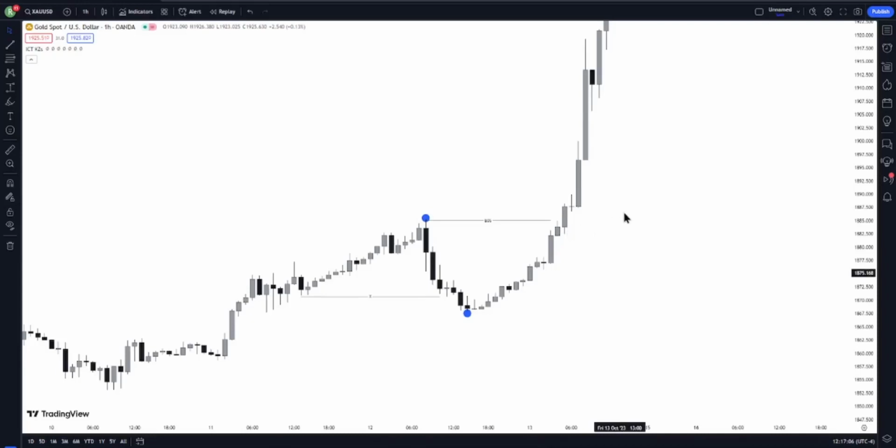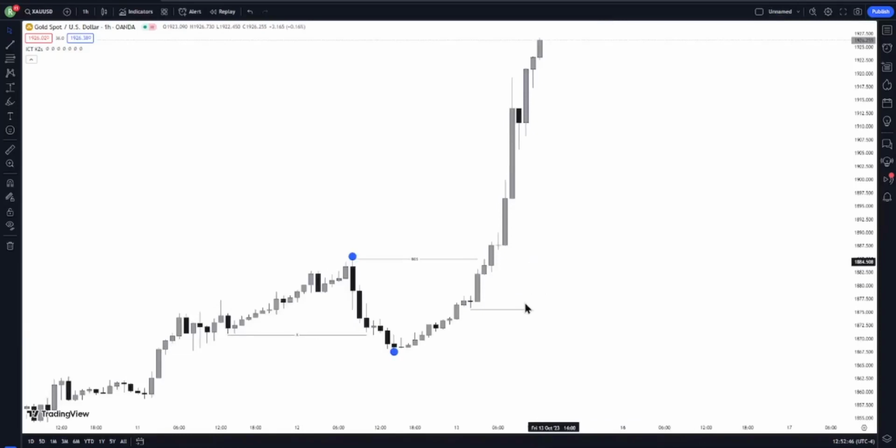Where is that inducement? This becomes your minor inducement. So if price takes it out, and wicks below this inducement and gives us any confirmation to go long, then we'll be more than happy to go long from here. Otherwise, this will be your major inducement here.